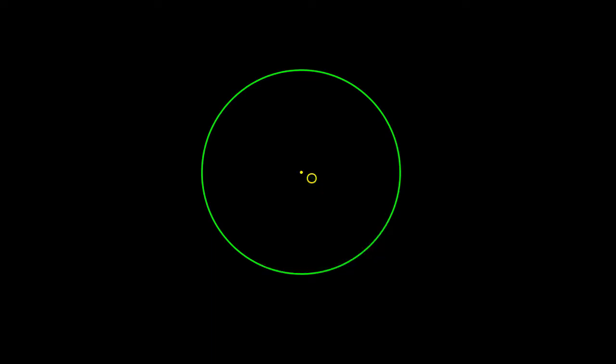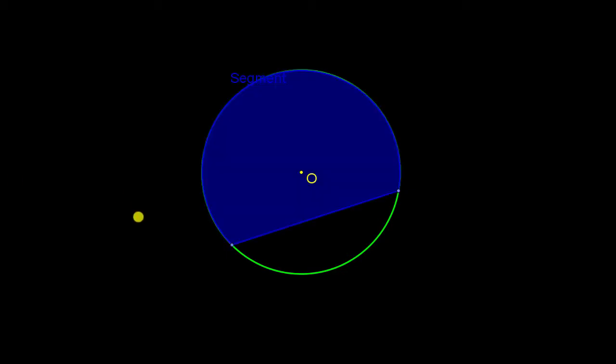Next, we'll now look at the segment. The segment refers to any portion of the circle bounded by a chord and an arc. Any region bounded by a chord and an arc, as you can see on the screen. It can be big, it can be small.